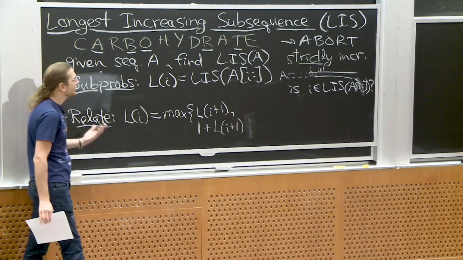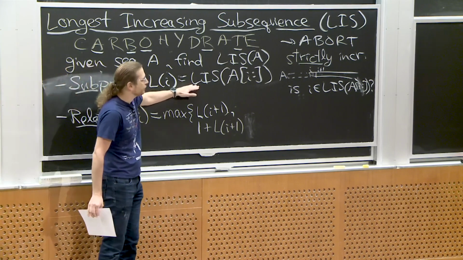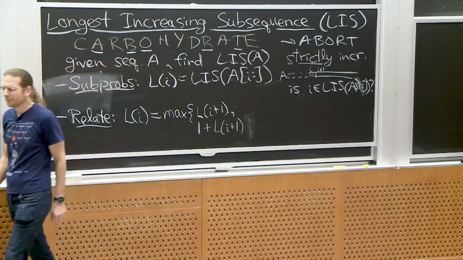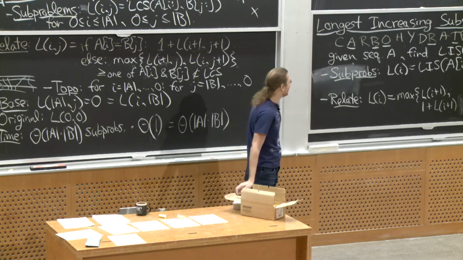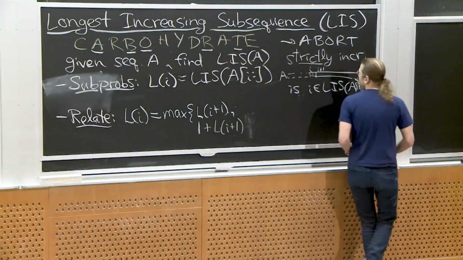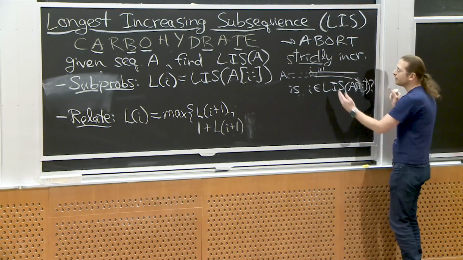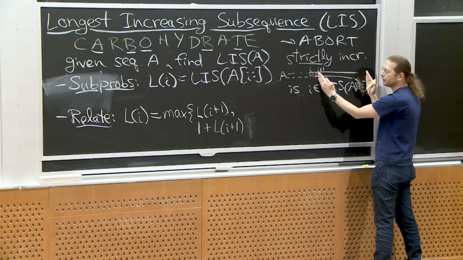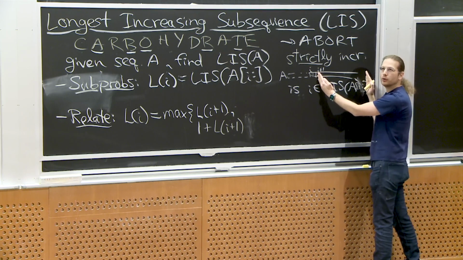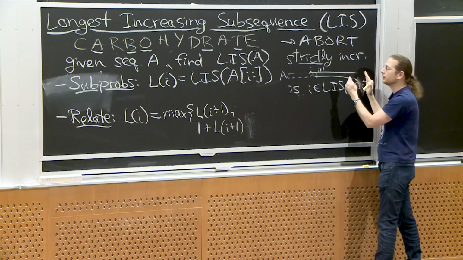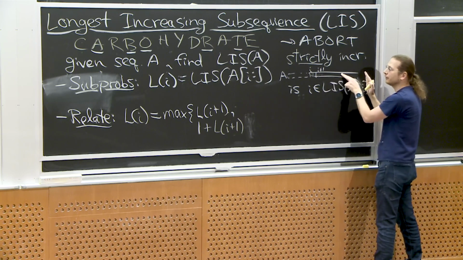But there is a slight tweak to this definition that makes it work. So the trouble we have here, and this is the idea of subproblem constraints or conditions, is that when we recursively compute the longest increasing subsequence on the remainder, we don't know the first item in that answer. Maybe it's I plus 1. Maybe it's some guy over here.